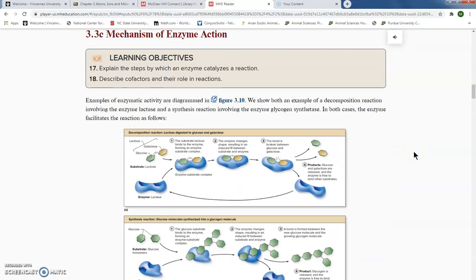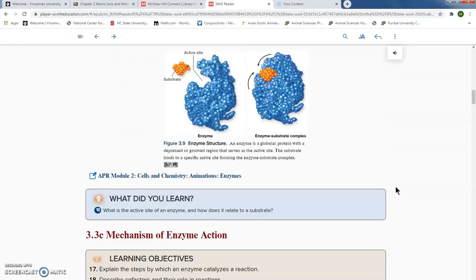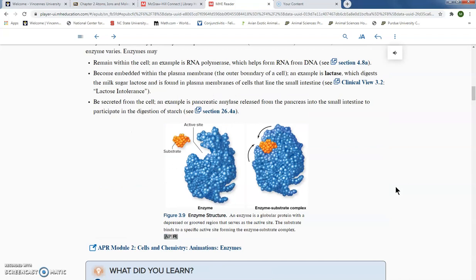But the book also uses this image. It shows this active site, which kind of looks like two little scoops, but again it's the right shape for the substrate. This one looks a little bit different. It's got an active site here, and the little substrates can fit in there perfectly. So, all right, that is the anatomy or structure of our enzymes that we need to be familiar with.